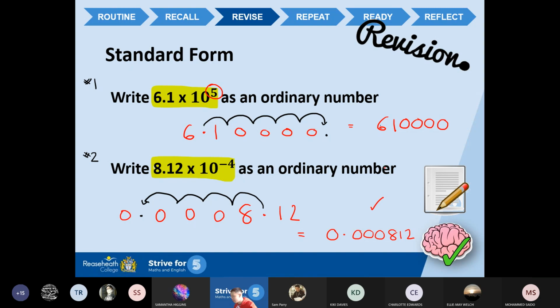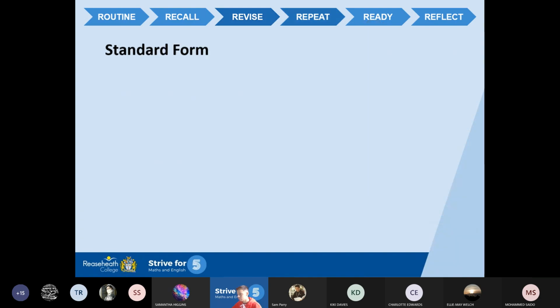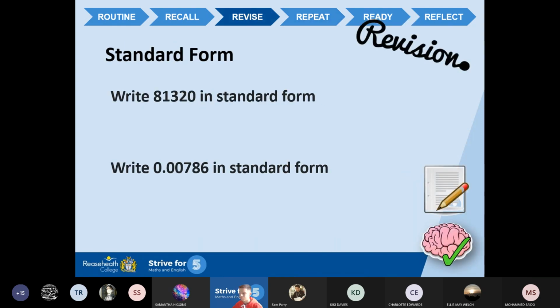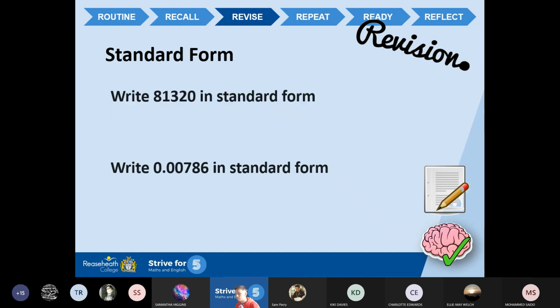OK, so that is what I'm looking for when we convert a standard format number into an ordinary number. Write the number out and then move the decimal place the correct direction and the correct number of jumps. OK. Now, I might edit the slide slightly and just do one more example. Or I might let, actually, no, I'll let you guys practice. I think practice is the best format of developing the skill.